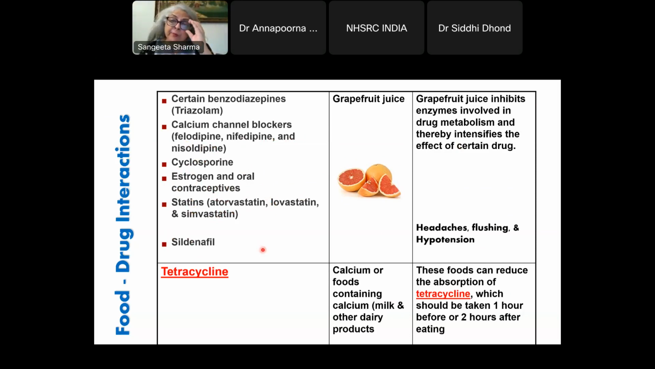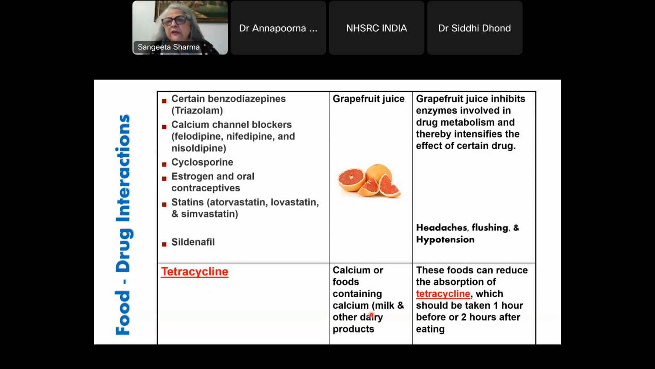Sildenafil, some people are taking, it can lead to headaches, flushing, hypertension. So, as I told you, tetracycline, when taken with calcium or food containing calcium. Whenever you say that there is an interaction between a drug and calcium, always consider milk and milk products also as part of the interaction. Even tea, it may have a small amount of milk, but it has the potential to cause interaction.